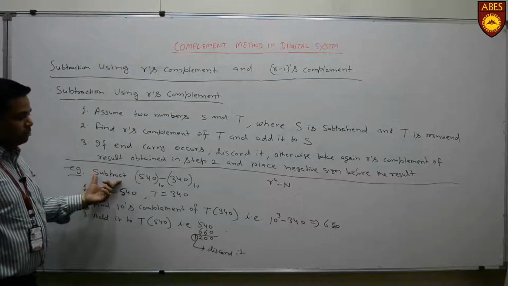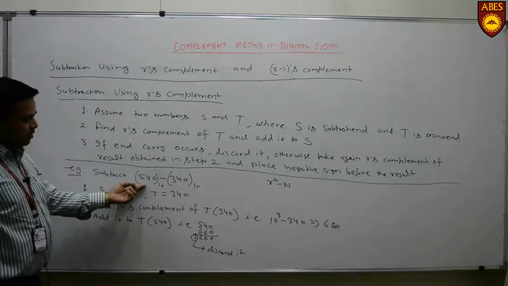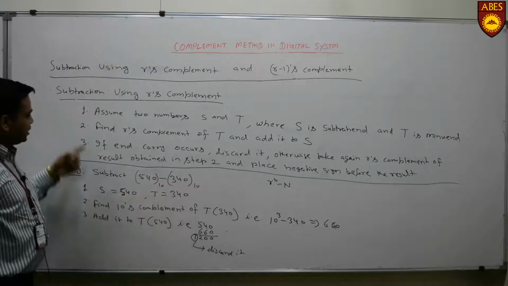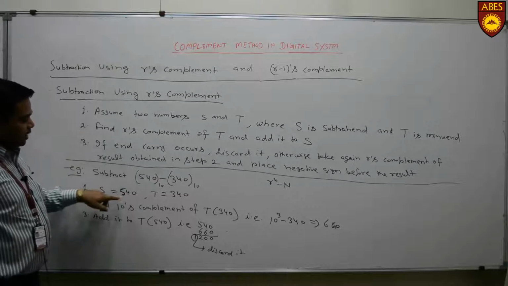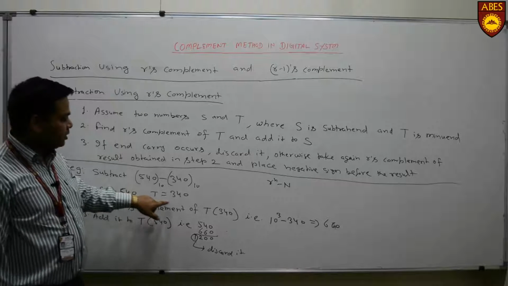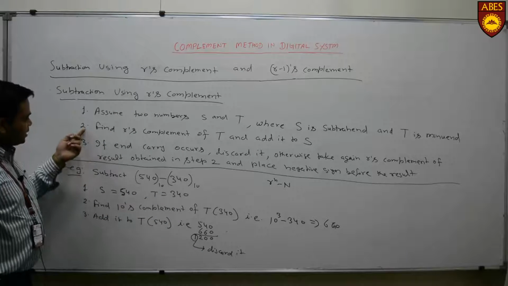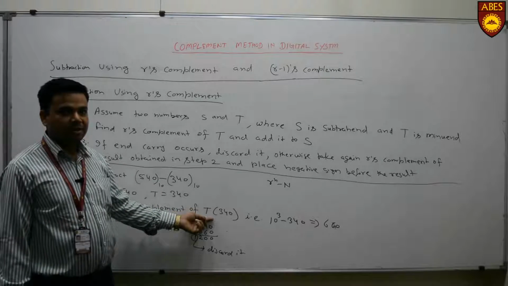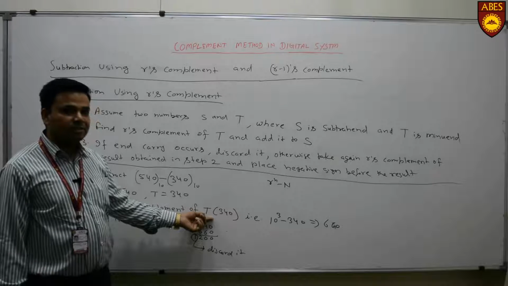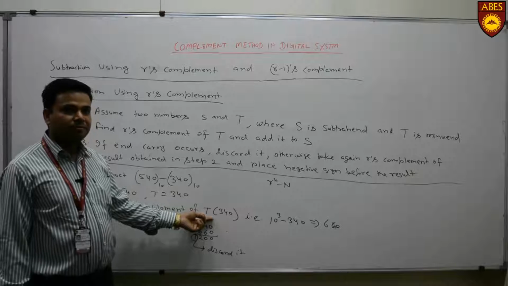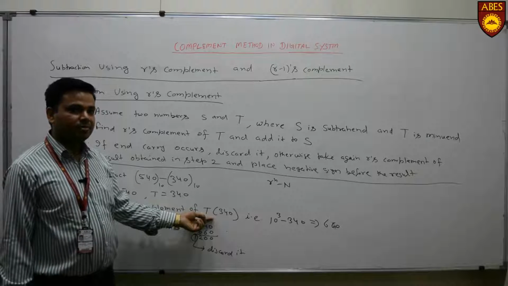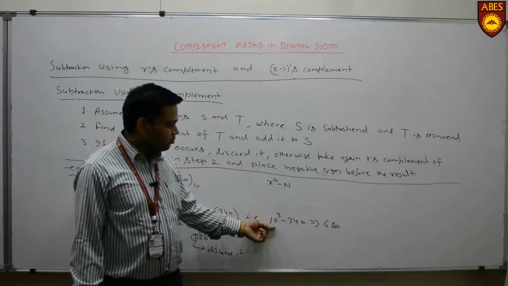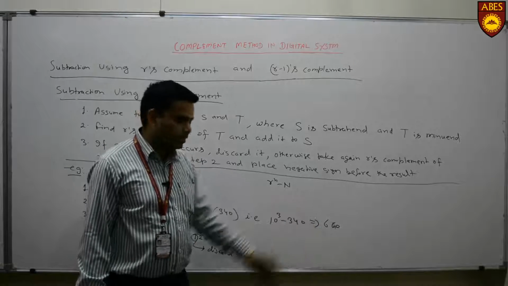For example, we want to subtract 340 from 540 in decimal numbers. For this, according to step 1, s equals 540 and capital T equals 340. According to step 2, we have to find the tens complement of T. We will find the tens complement because these numbers are in decimal. In the decimal number system, we know that the r value is 10, so the r's complement of 340 is 10 raised to power 3 minus 340 equals 660.